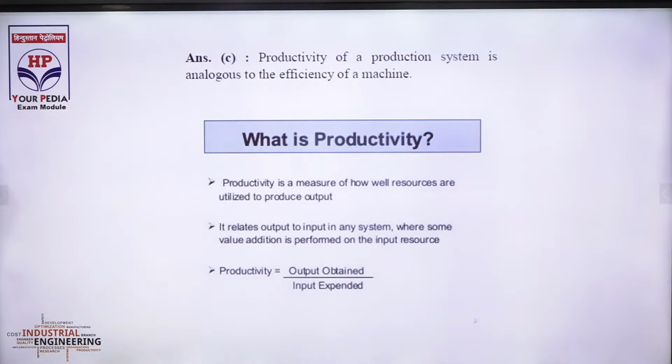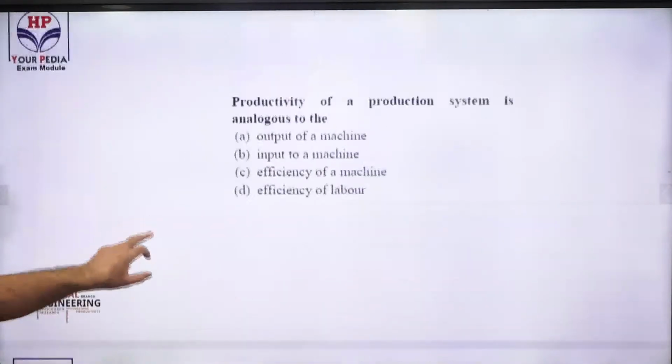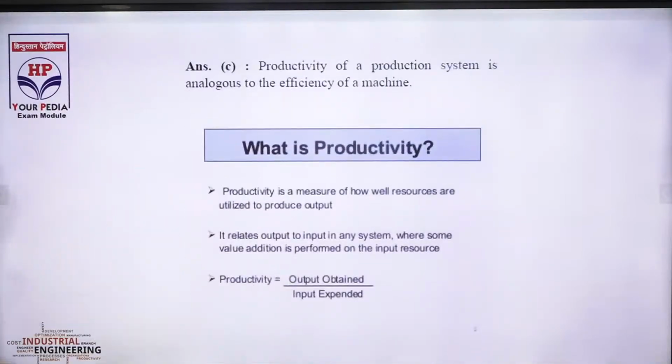I don't think A is the answer. A is not the answer. Productivity means output over input. I told you, we just solved one of the questions. So that tells you that it is output over input.